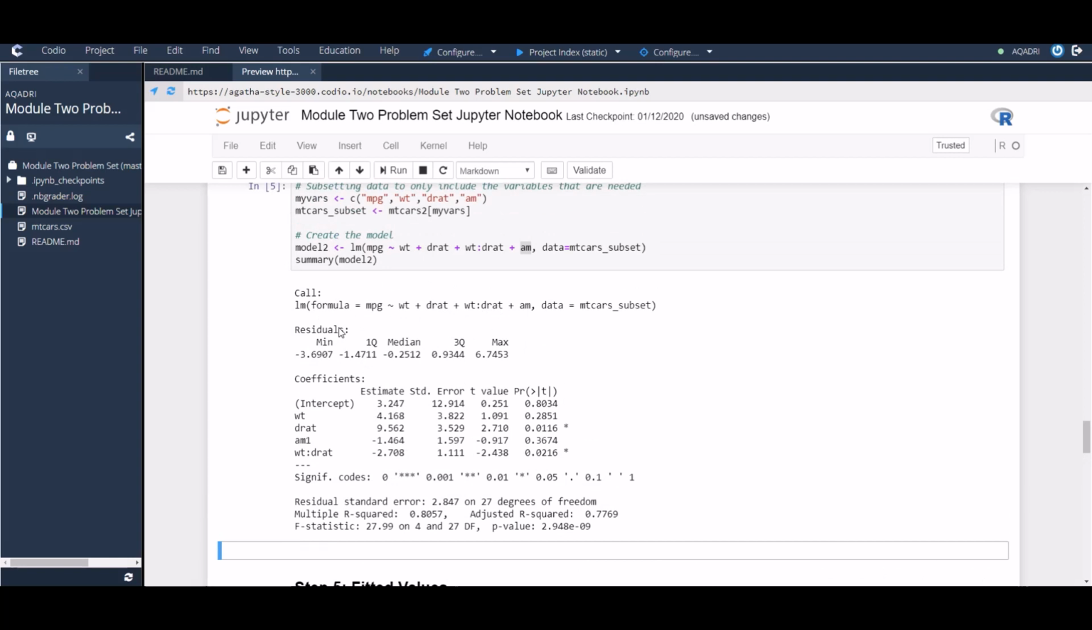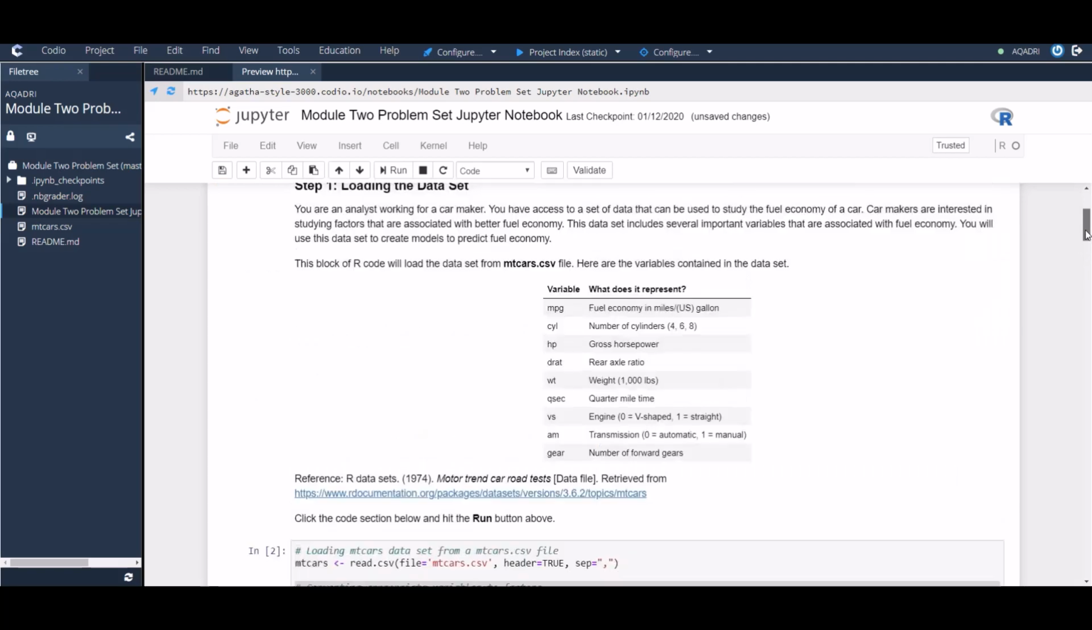So here it is. And now you will notice that you don't only have the estimate for weight, rear axle ratio, and the interaction between those two. You also have here AM1, and it has an estimate of negative 1.464.